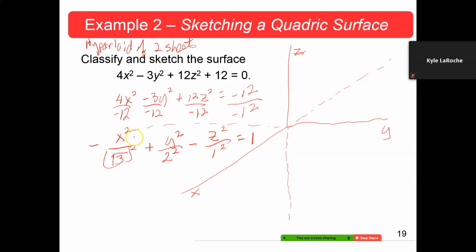First, I rewrote, this was the equation they gave us. I rewrote it by subtracting 12 from both sides, and so I have 4x squared minus 3y squared plus 12z squared is equal to minus 12. I don't like having a minus 12 here. I want a positive 1 there. So I divide everything by minus 12. Every term by minus 12.